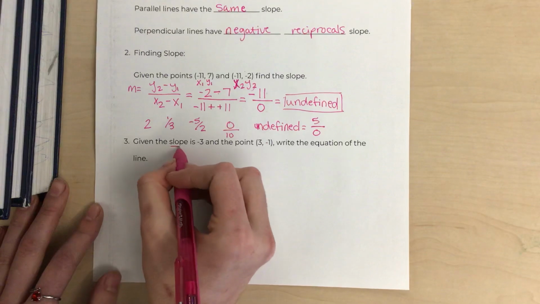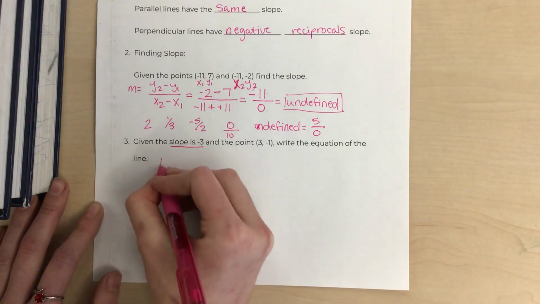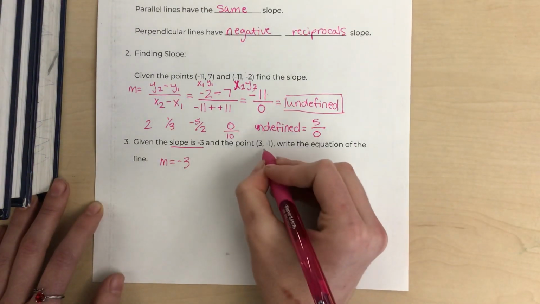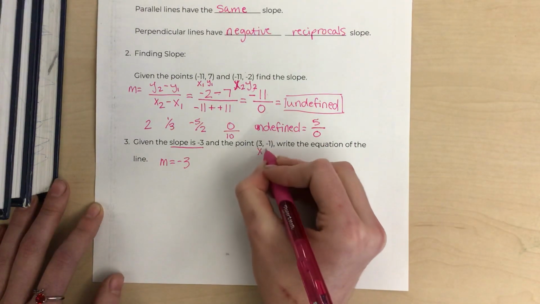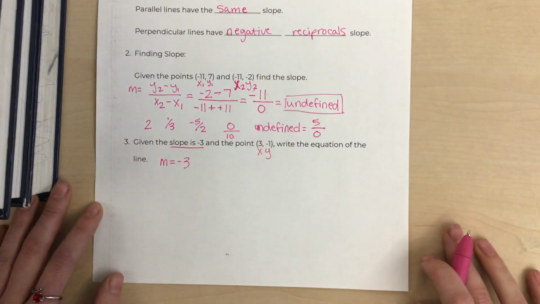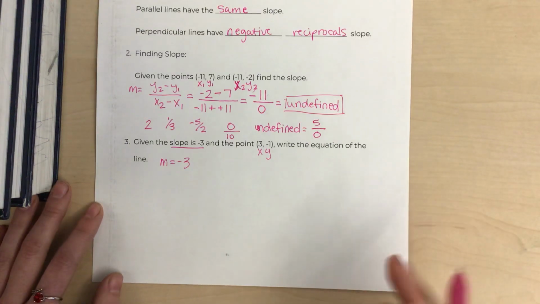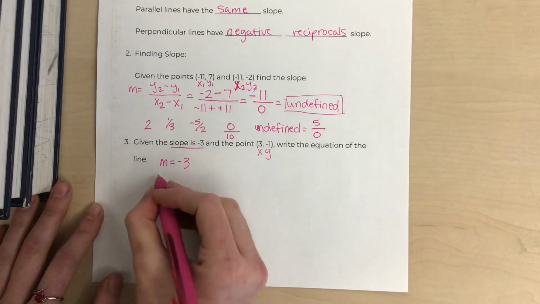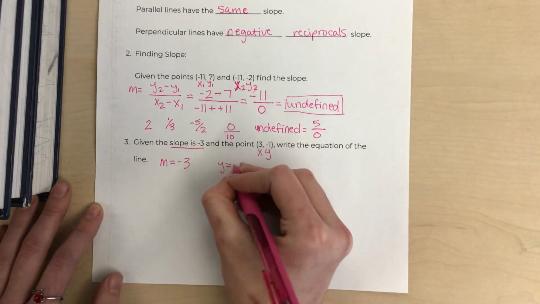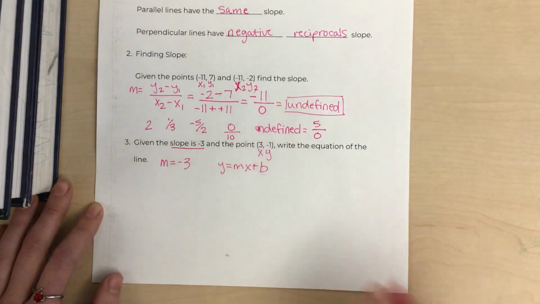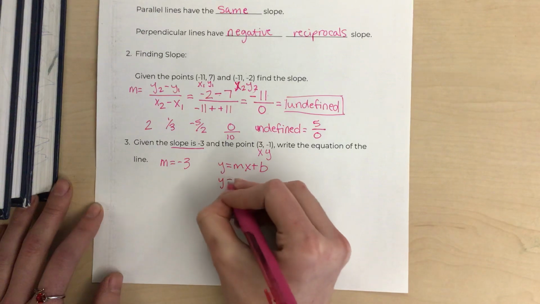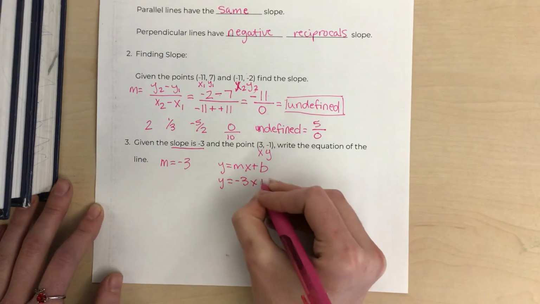Well, if I know that the slope is -3, that means my m equals -3. And anytime that we see a point, we can label this as x and y. That's always what my point is going to be. Now, when we want to write the equation of these lines, we want it so that it's easy to graph, especially since I'm given my slope. That means I'm going to use that y equals mx plus b form, my slope-intercept form. Well, I know slope, I can plug that in right away. Y equals -3x plus b.